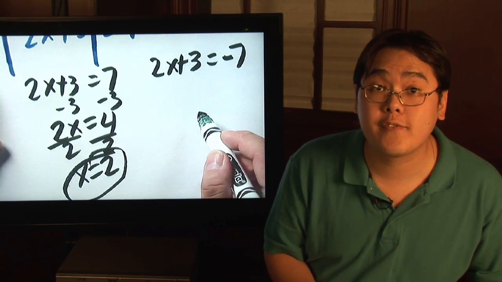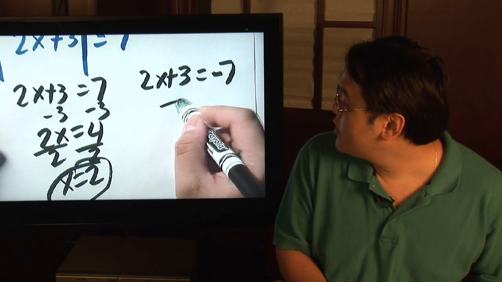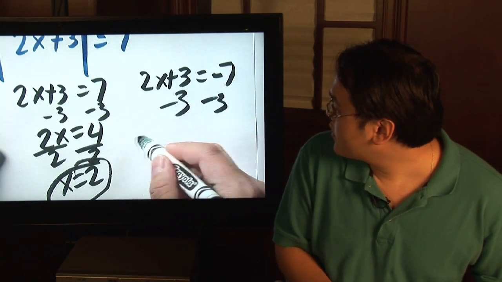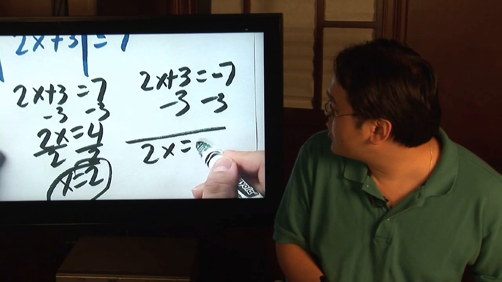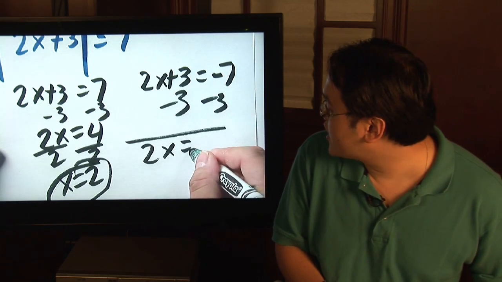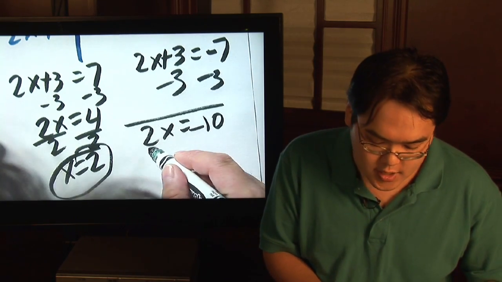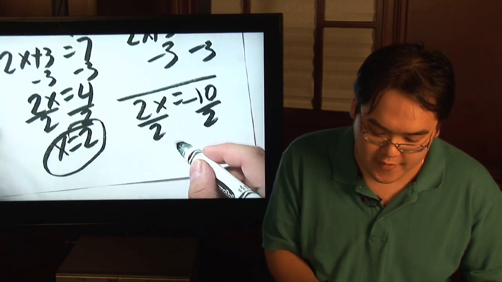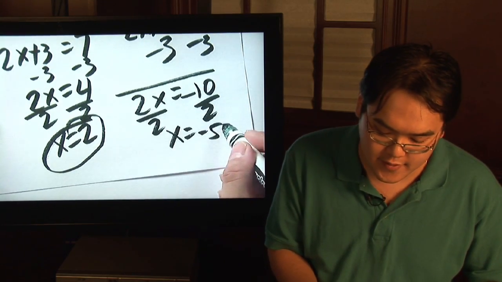You do the exact same thing for the second equation. Subtract 3 on both sides. You're going to get 2x equal to negative 7 minus 3, which gives you negative 10. And then divide both sides by 2, and you'll have x equals negative 5.